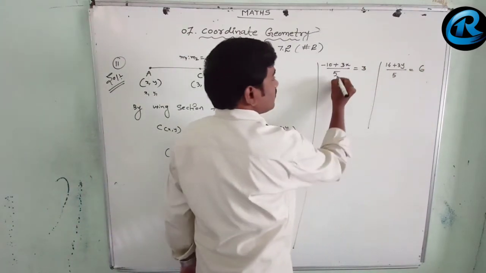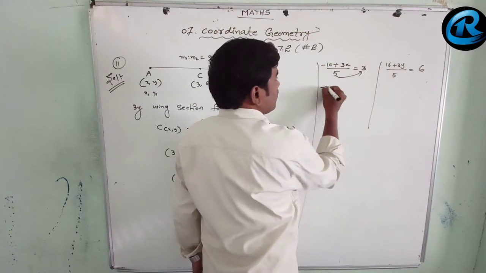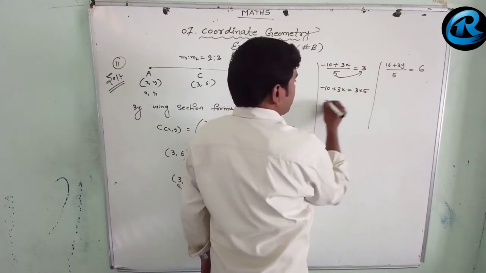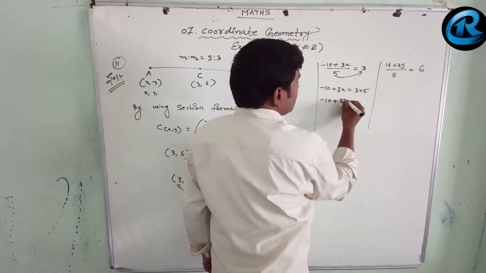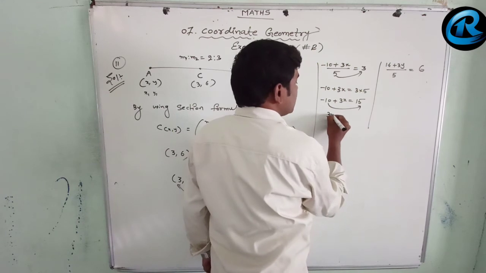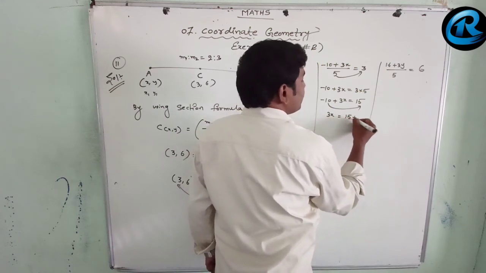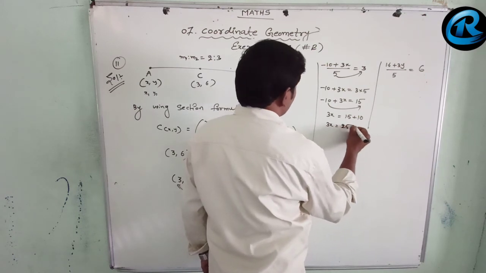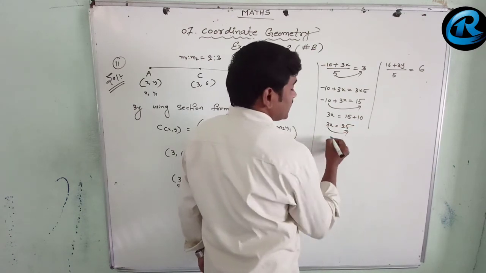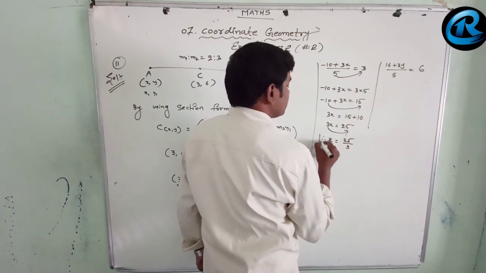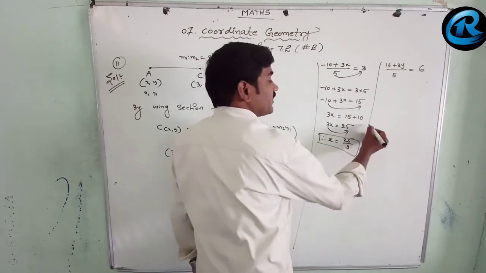Now you solve this. This 5 will transfer this side. -10 plus 3x equal to 3 into 5, which is 15. This -10 will transfer this side: 3x equal to 15 plus 10. 3x equal to 25. This 3 we transfer this side. So x equal to 25 by 3.